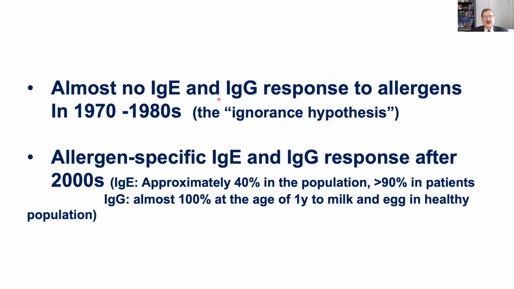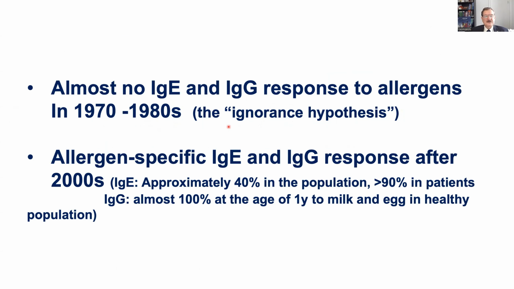There's also another important point: a major shift in immune response to environmental substances after the 1960s. There was almost no IgE and IgG response to allergens in the 1970s and 1980s. This developed the ignorance hypothesis. Rolf Zinkernagel developed this hypothesis, and he was saying that we don't need to develop antibodies to environmental non-dangerous substances because they cannot induce a danger signal, and they cannot induce an inflammation or a disease because they cannot go to the lymphatic organs. So the danger hypothesis of Polly Matzinger was in the same direction.